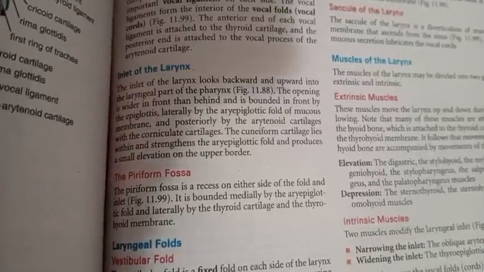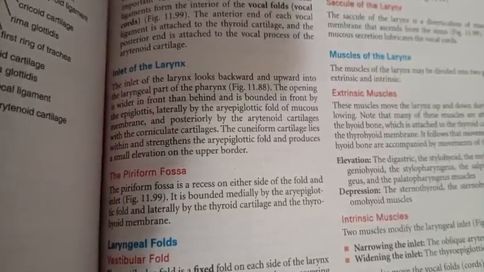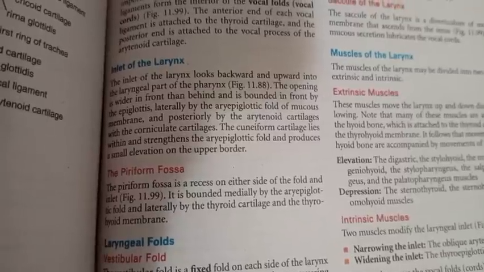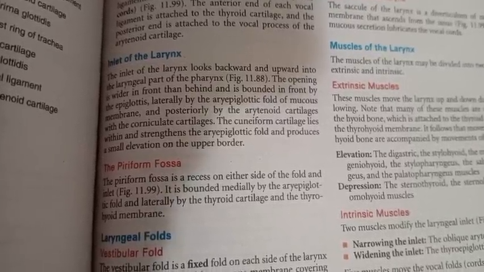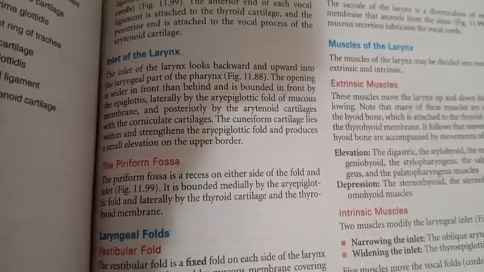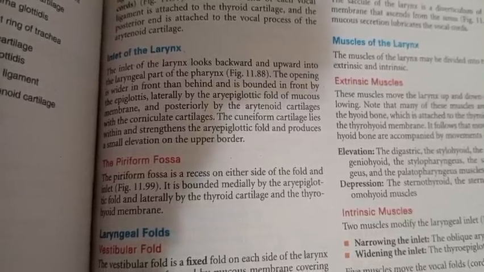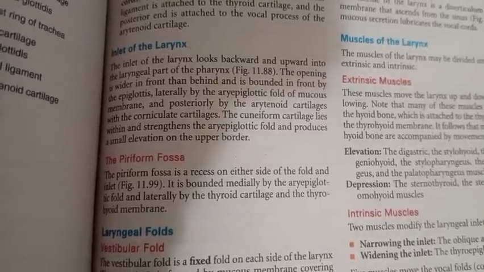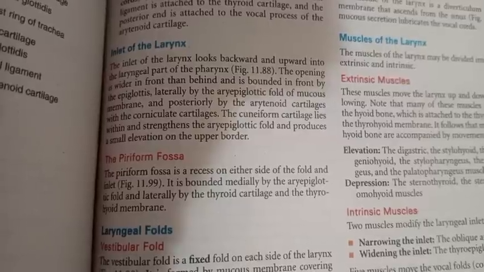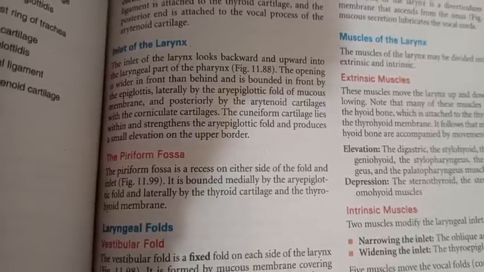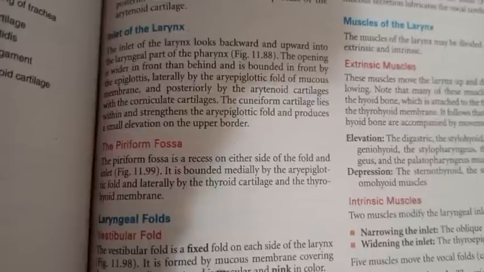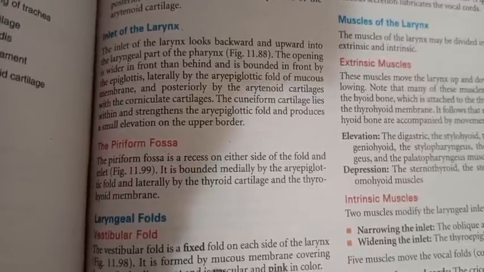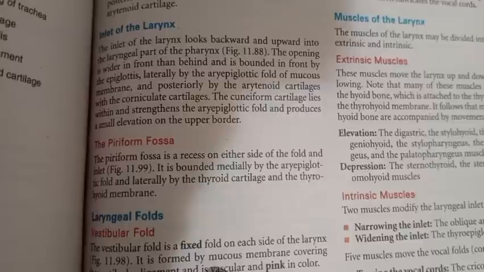Guys, in this video we are talking about the inlet of the larynx. The inlet of the larynx looks backward and upward in the laryngeal part of the pharynx. The opening is wider in front than behind. It is bounded in front by the epiglottis, laterally by the aryepiglottic fold of the mucous membrane, and posteriorly by the arytenoid cartilage with the corniculate cartilage.